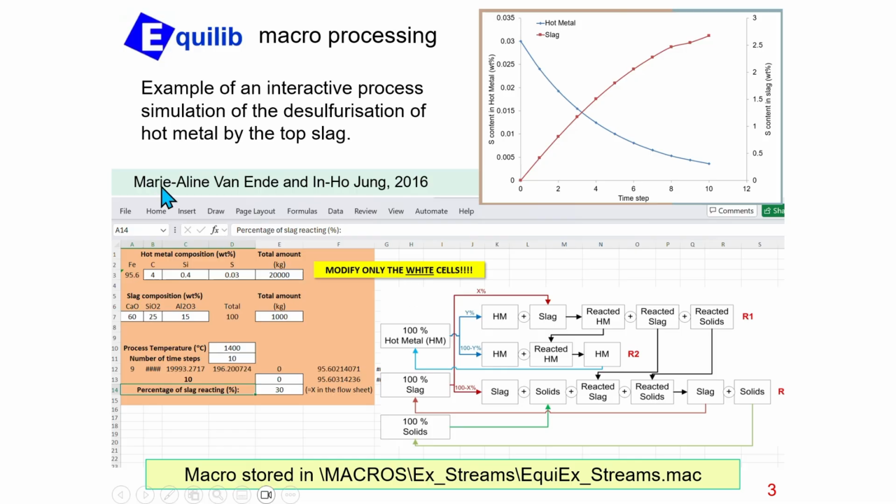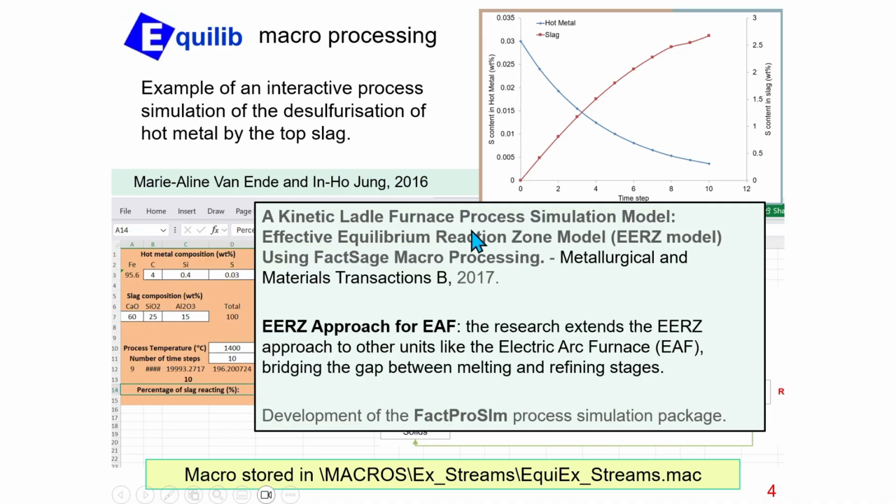But Maria-Lynn and In-Ho succeeded, and in actual fact they also developed additional applications using macro processing, and they ended up developing this effective equilibrium reaction zone model, EERZ, and also they then applied this to the electric arc furnace, etc. All this was using macro processing in Equilib. But there's a limit. It was so hard, so eventually they decided to drop the macro processing and develop their own FactProSim process simulation package, primarily directed to the iron and steel industry.